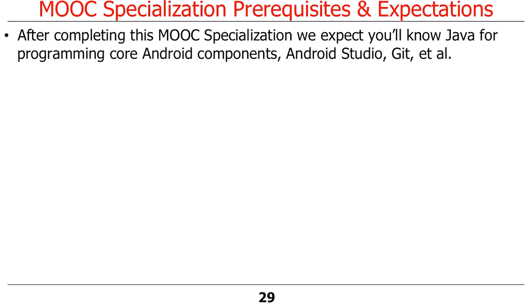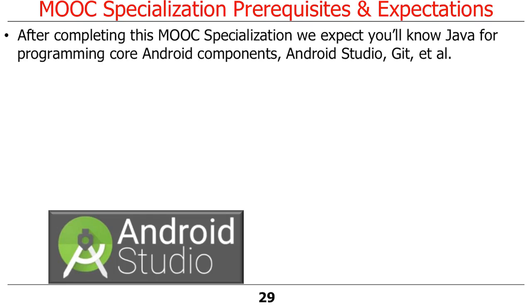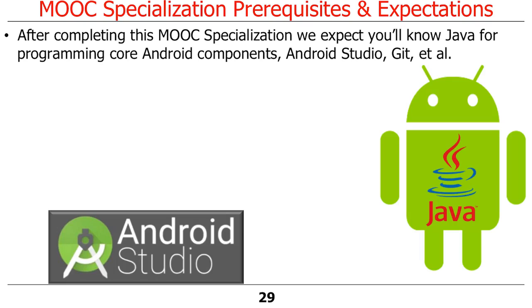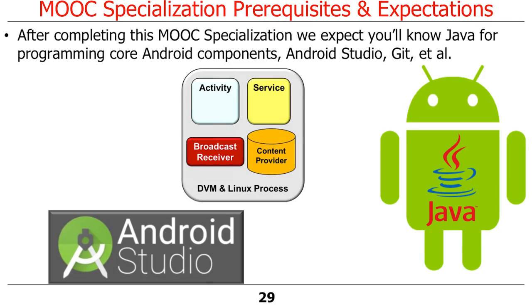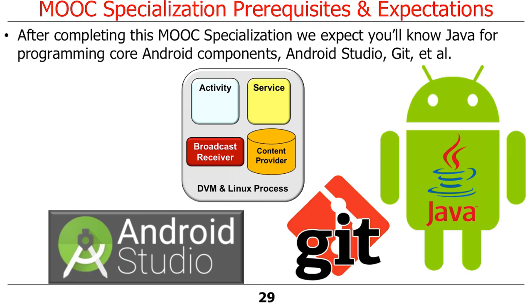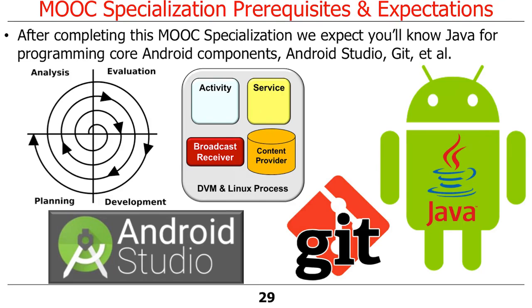Naturally, after you complete this MOOC specialization, we expect you to know how to use Android Studio, how to apply Java features needed to develop apps using core Android components, how to use the Git software version control system, as well as how and when to apply common software engineering concepts, methods, and programming skills to develop mobile apps for Android.